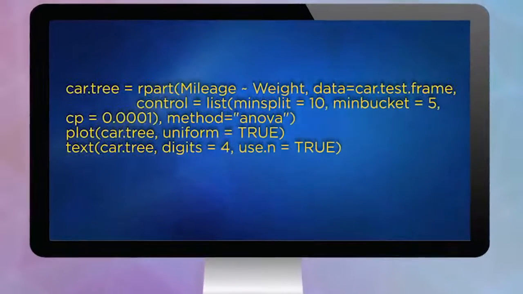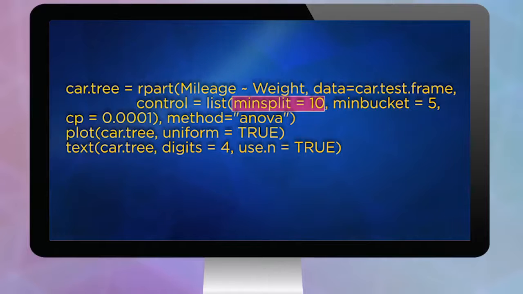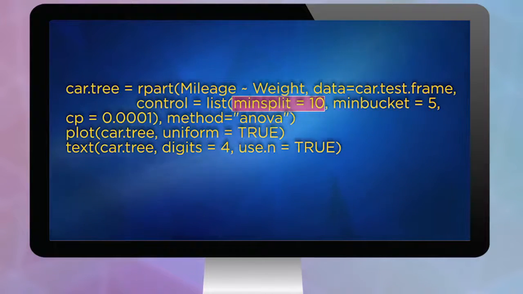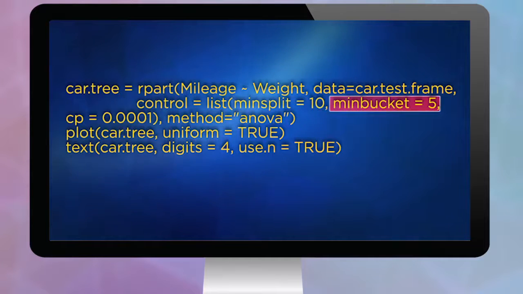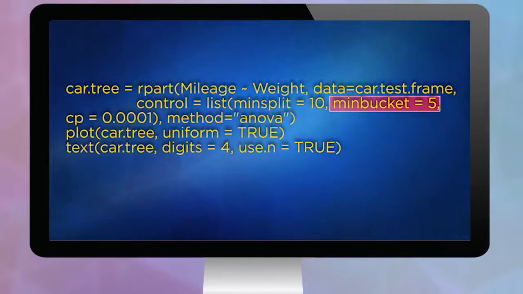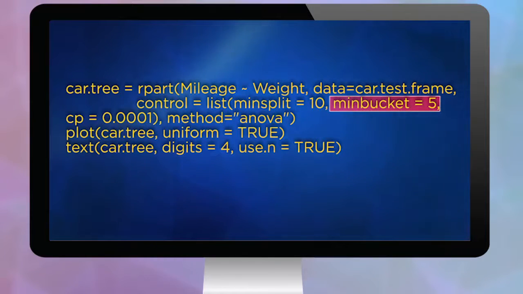All right, let's see what happens when we change our defaults to a lower threshold. Here's that code in R. Notice that we've set the minimum split equal to 10. Now, this is the minimum number of observations that have to be in a node in order for a split to be attempted. You'll see here our minimum bucket, or minbucket, is equal to 5. Now, that's the minimum number of observations in any terminal leaf node.